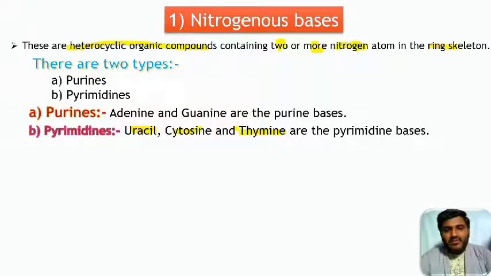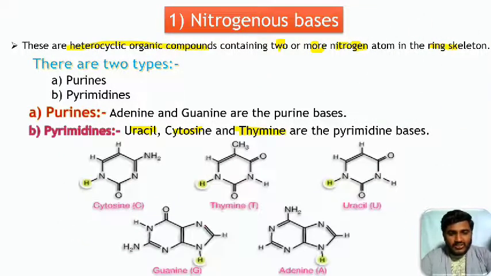And thymine is the only nitrogen base found in DNA, not in RNA. We will study the structure of each one. So these are the structures. Cytosine looks like this. Carefully see here. This is a heterocyclic ring because along with carbon there are nitrogen atoms here.